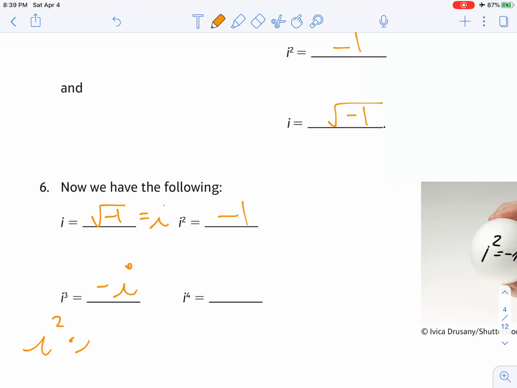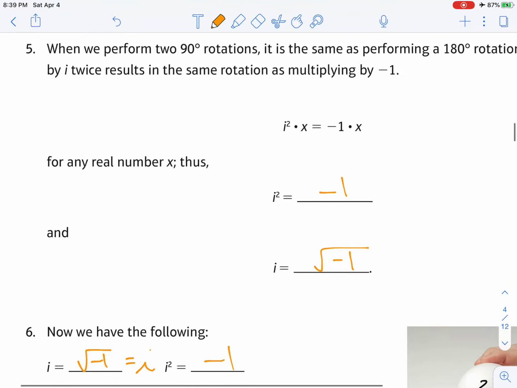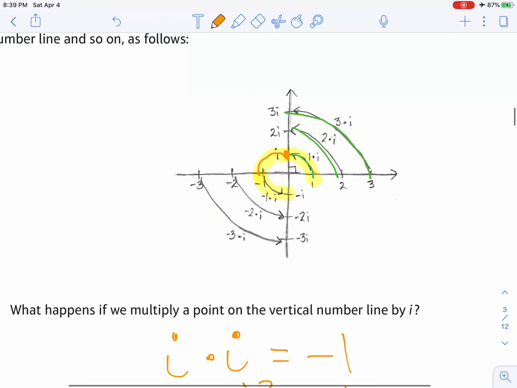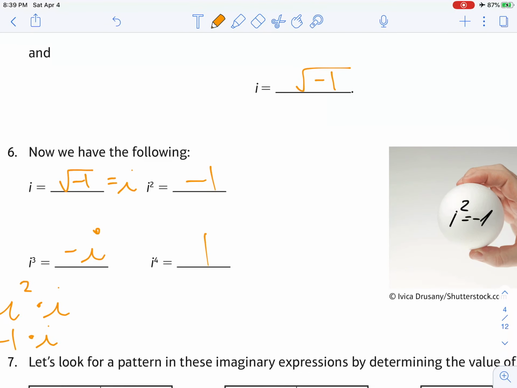Let me give you a hint on that. I squared times I. What's I squared? Negative 1 times I. That's where the negative I came from. Then if I go one more, multiply it by another I, I'd end up back at 1. So this gets me 1.